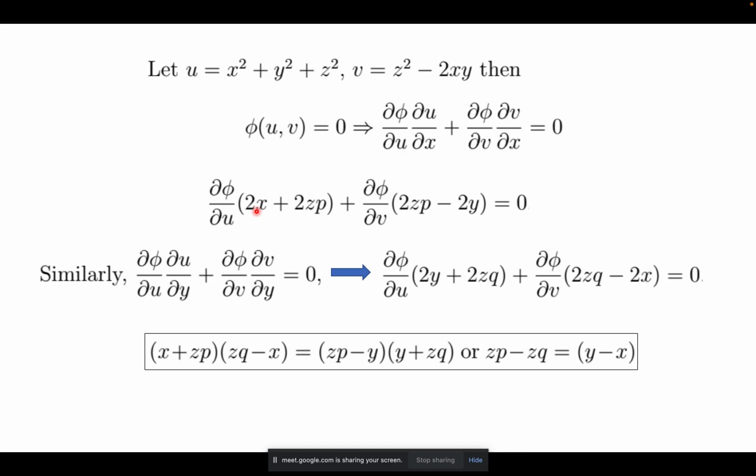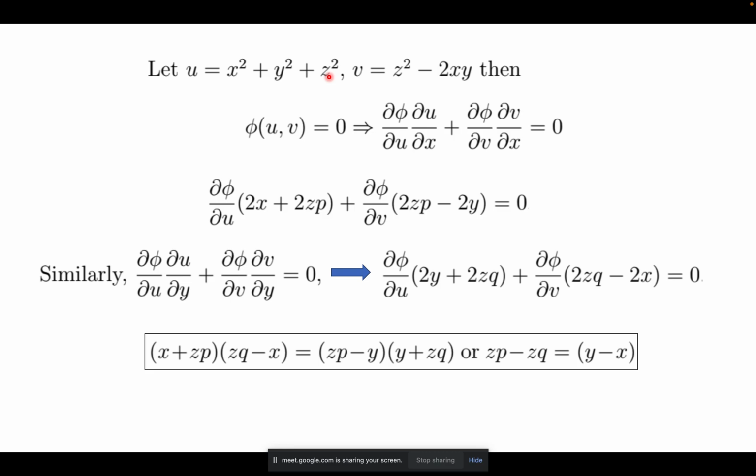So what you will get is del u by del x is equal to 2x plus 2 times z times del z by del x, because z is a dependent function. As del z by del x is equal to p, you will have del phi by del u times 2x plus 2zp, which is just del u by del x, where I have substituted the value of del u by del x from this equation because I have taken the derivative of u with respect to x, right? Now again you can find what is the value of del v by del x.